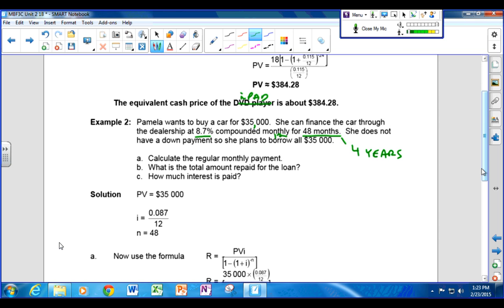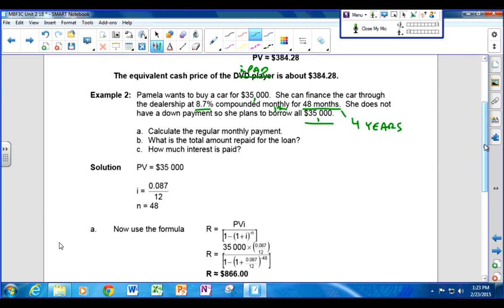But let's take a look at the actual numbers here. She does not have a down payment, so she plans to borrow all $35,000. That's financing the car through the dealership. They'll let you do that. If you go to the bank, they're almost always going to ask you for a down payment. And she'll probably pay a little extra interest because she doesn't have a down payment. So A, calculate the regular monthly payment. What is the total amount repaid for the loan, and then how much interest is paid.